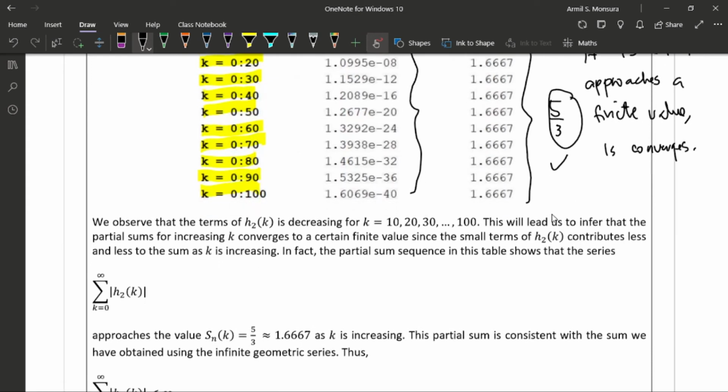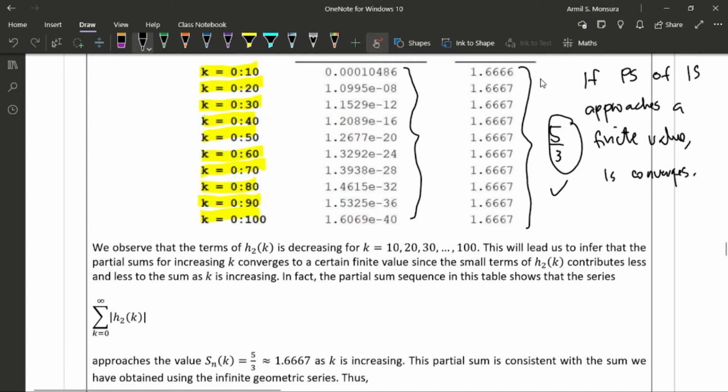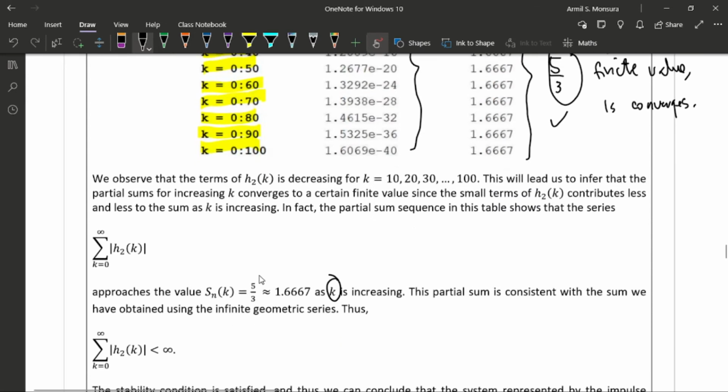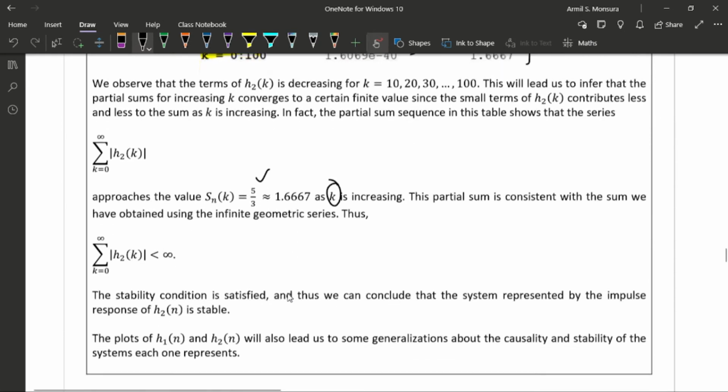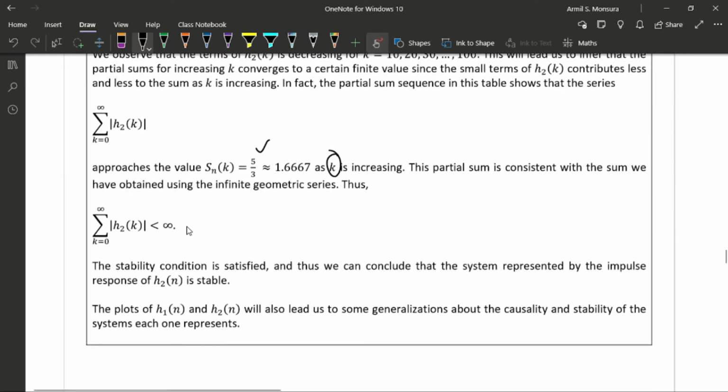So this is consistent also. This 1.6667 is only shown to 4 decimal digits because that is what MATLAB reported, but it actually points to 5 over 3. So as you increase k, the number of terms you are adding, your sum approaches 5/3, which is consistent with what we obtained using the infinite geometric series formula. As we concluded in the analytic solution before, your stability condition is satisfied, and therefore we can conclude that H2 is stable.